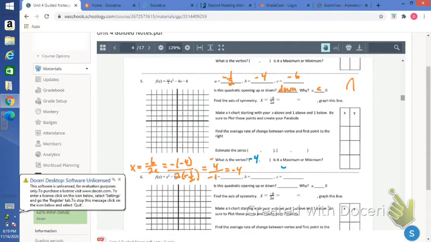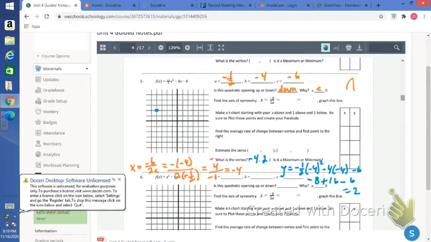The y-coordinate of the vertex, we're going to plug in negative 4 for x. So negative 1/2, oops, forgot to square that. So negative 4 squared is 16 times negative 1/2. That's going to be negative 8. And then I have a positive 16 minus 6. So it's going to give us 2. So negative 4, 2. There's your vertex.